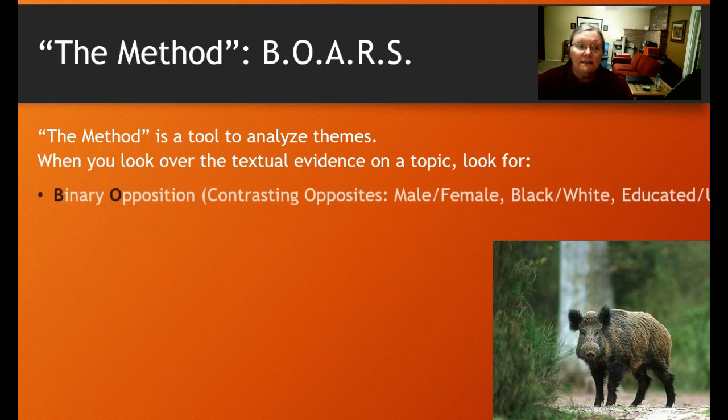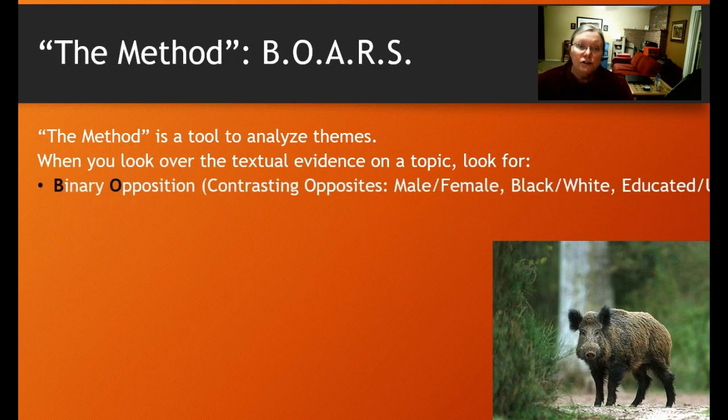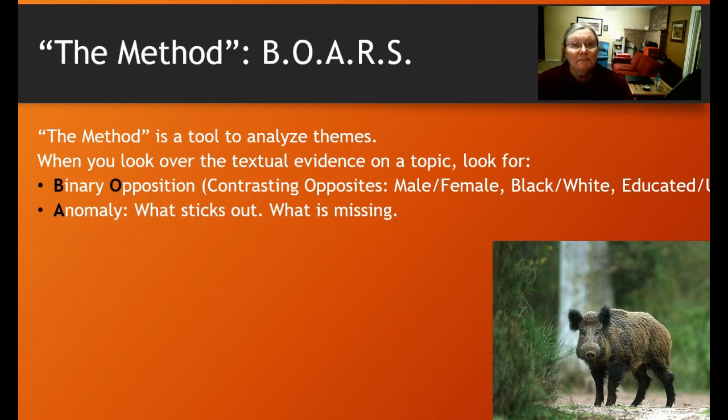You're going to look for text that has binary opposition. That's the opposites, the yin and the yang, male, female, black and white. And even though it's out of the screen there, educated and uneducated. Take a look at some of those oppositions. Then take a look at anomaly. An anomaly means something that really glaringly sticks out, or something that's missing.